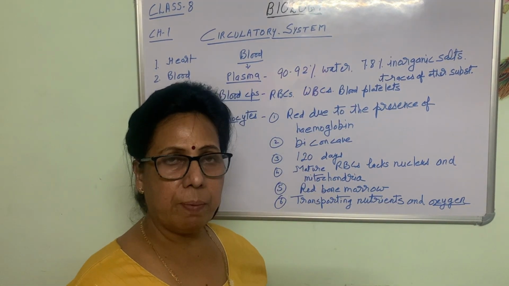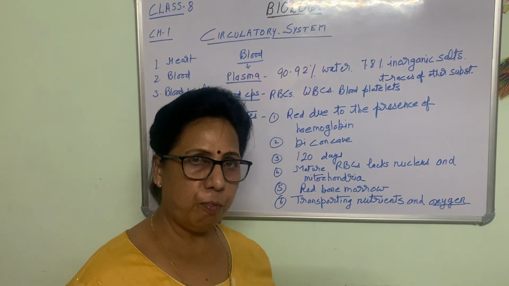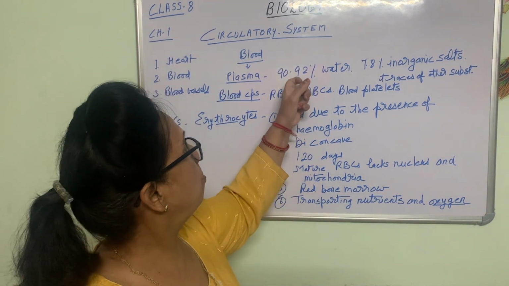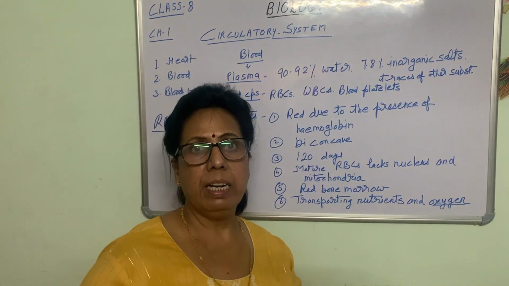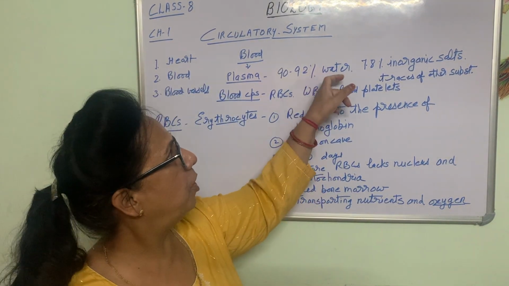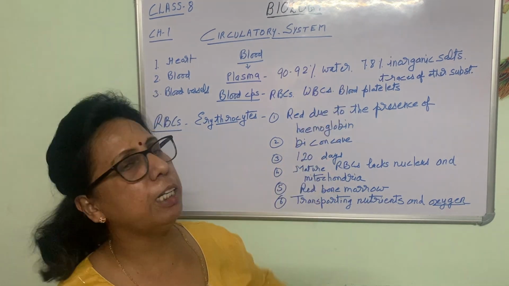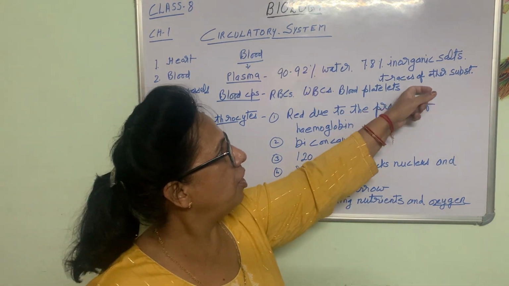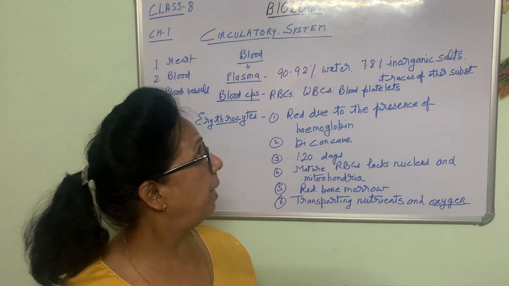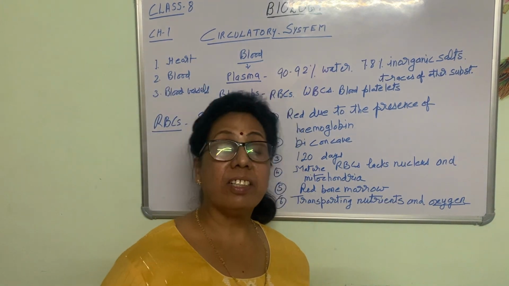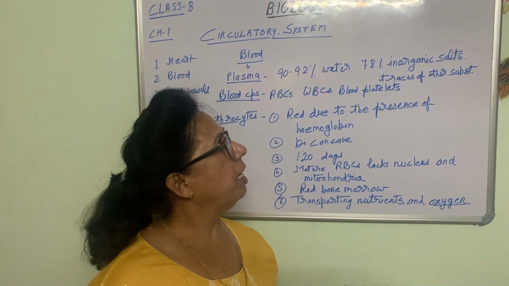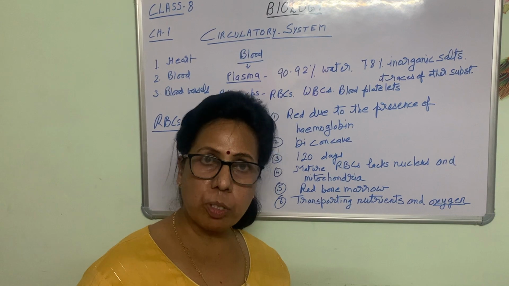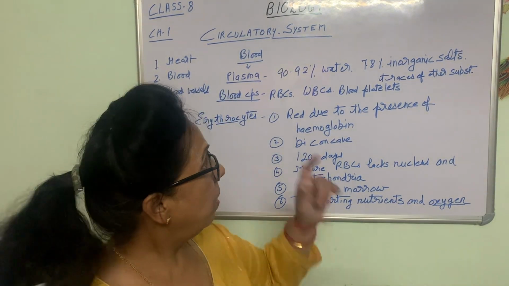Liquid part, plasma. The fluidity of the blood, its liquid nature, is due to the presence of 90 to 92% water. Plasma contains 90 to 92% water and 7 to 8% inorganic salts. The salts and the traces of other substances are present in it. So plasma contains what? It contains NaCl, inorganic substances, digestive nutrients, excretory gases, plus water.